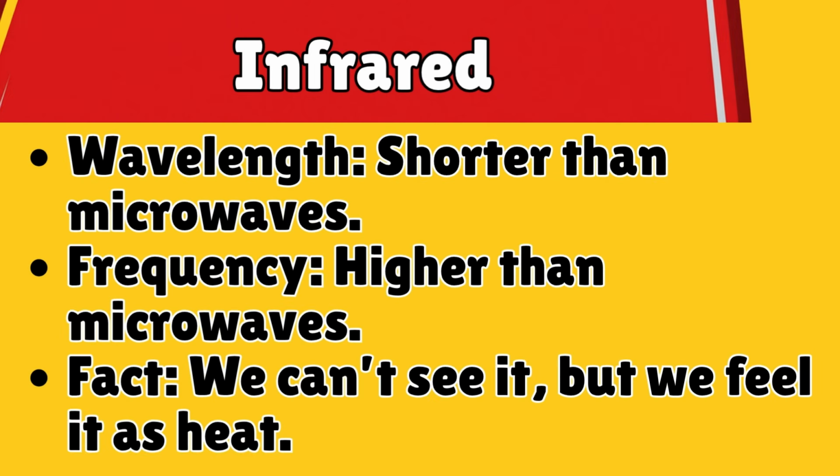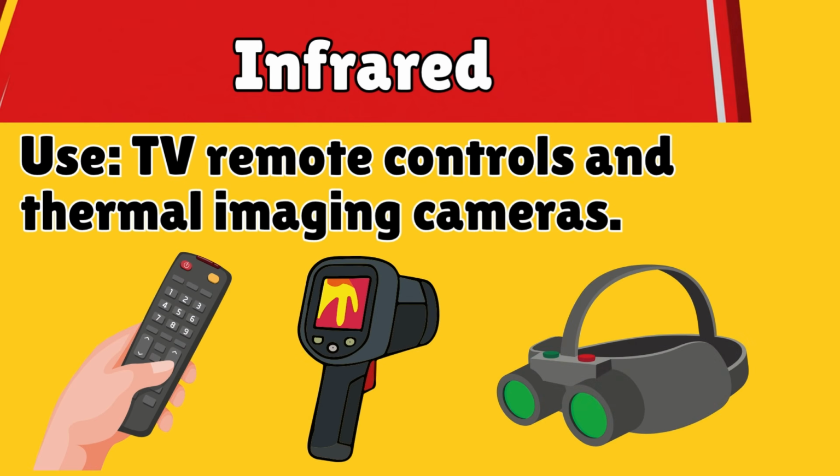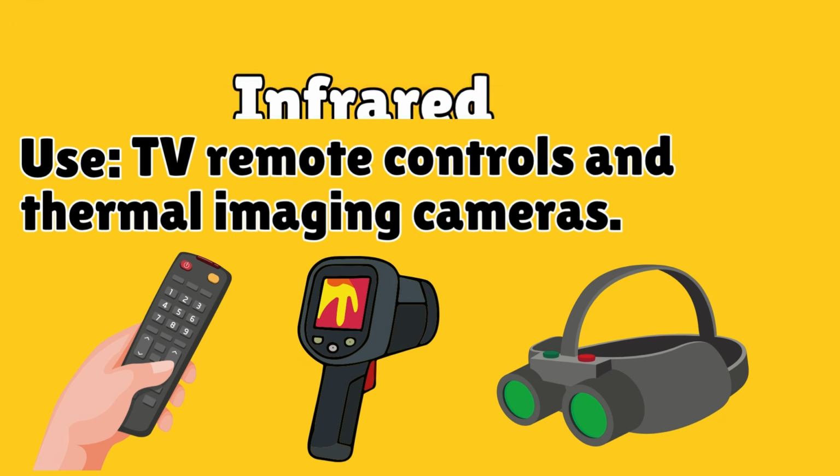Next is infrared. The wavelength is shorter than microwaves. Its frequency is higher than microwaves. And the fact is, we can't see it but we can feel it as heat. So the uses of infrared include TV remote control, and thermal imaging cameras. During the pandemic, these thermal imaging cameras were widely used to determine people with fever. When they have fever, they appear red. It means that they have high temperature, and it is also used in night vision goggles.